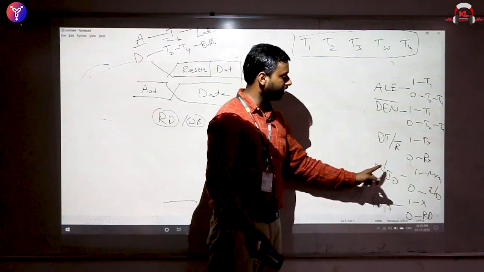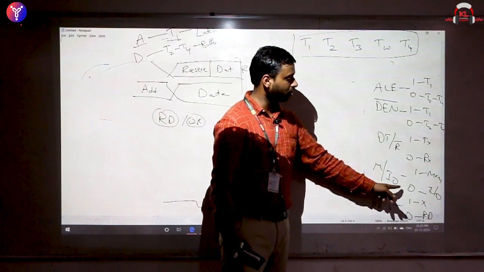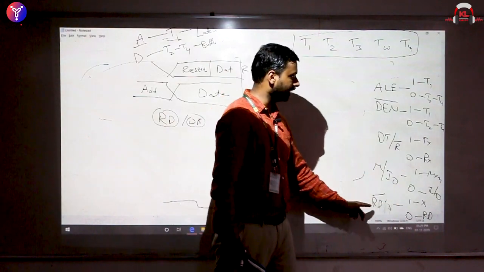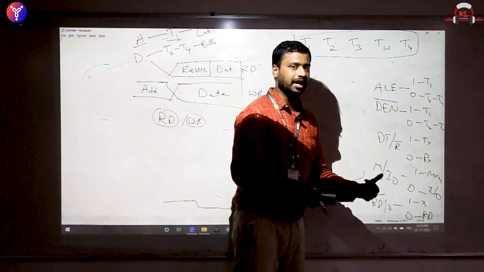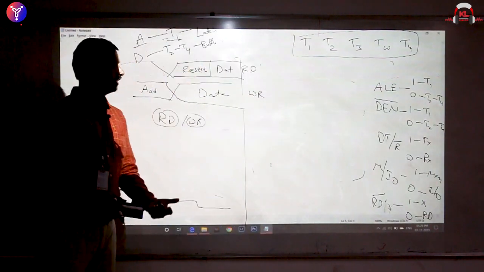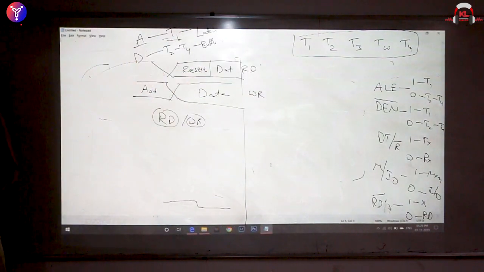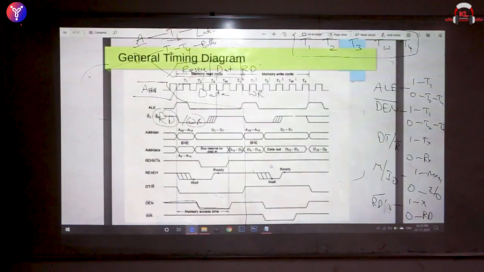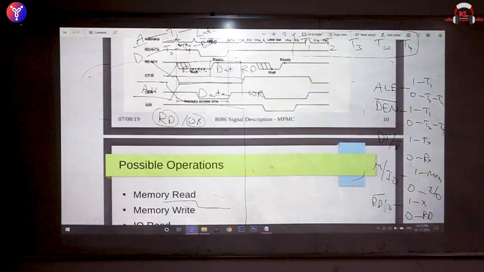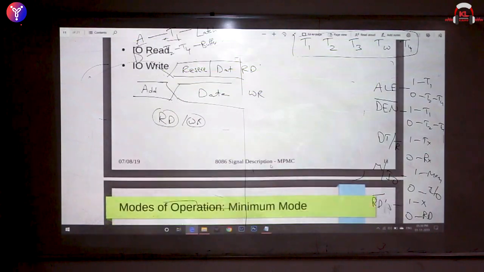Whenever you are accessing a memory, draw a 1. Whenever you are accessing an IO, it is a 0. Whenever you are reading, you put a 0. Whenever you are writing, again you put a 0 over there. So that ends up drawing a timing diagram for us.